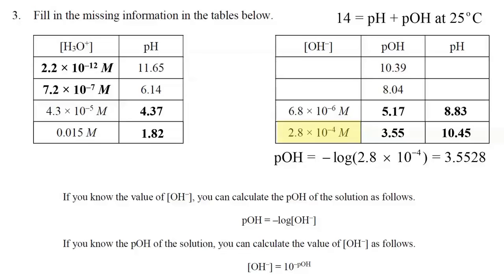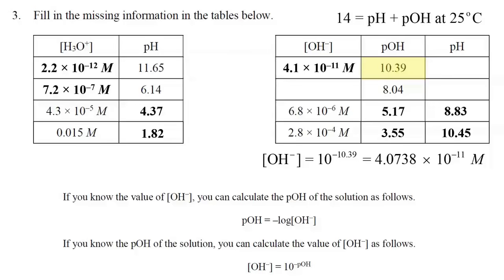I see a pOH value of 10.39. So the concentration of hydroxide would be 10 raised to the minus 10.39. And so when I do that math, I get 4.0738 times 10 to the negative 11 moles per liter. Let me round that off to 2 significant figures because 10.39 has 2 significant figures. So that's going to be 4.1 times 10 to the negative 11 moles per liter for the concentration of hydroxide. The pH would be 14 minus the pOH, so 14 minus 10.39 is equal to 3.61.